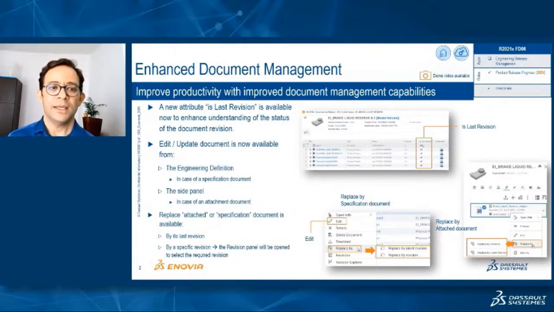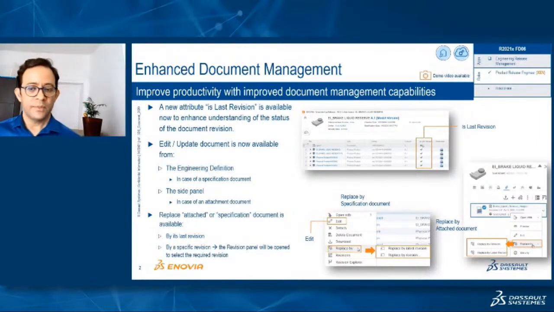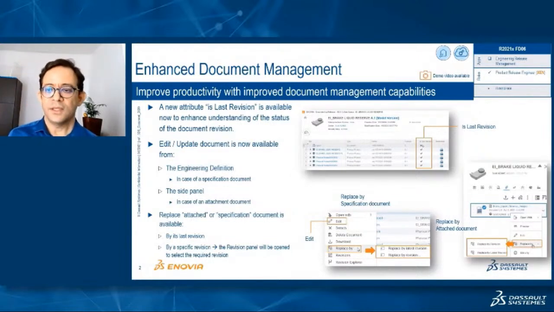We can also directly update and edit the documents from within the widget. This could be a document that is attached as a specification, so it is visible directly from within the widget, or it could be an attachment which is available from the panel of the engineering item. That will be an attached document, so it's not a specification, but it's also possible to update this document directly from within this panel. From these documents, we can replace by the latest revision, or we can replace by a very specific revision, or we can simply do that from any of these panels.